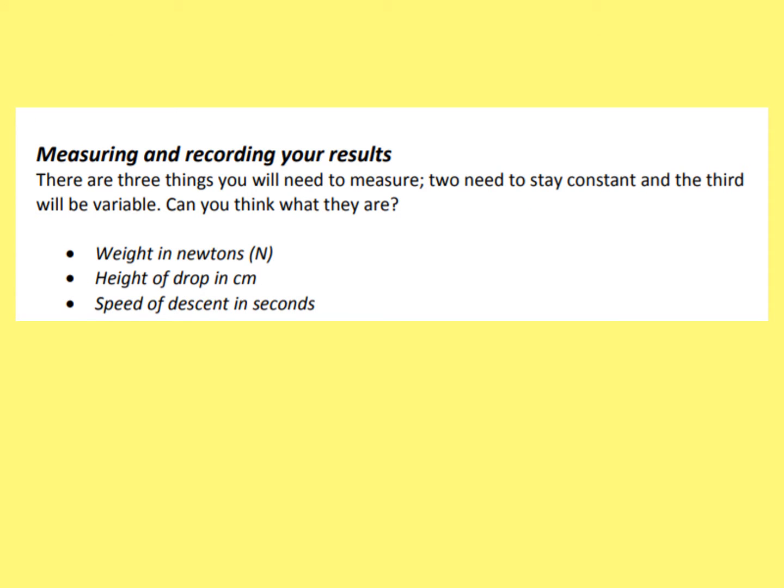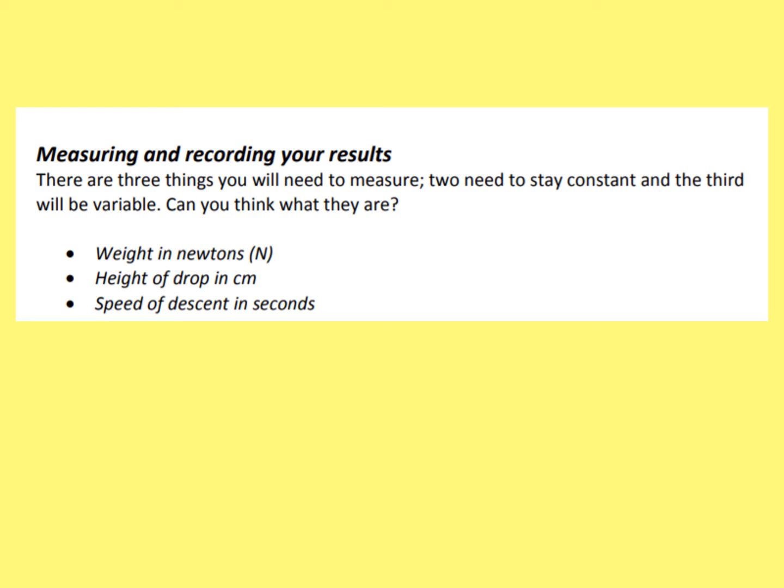Measuring and recording your results. There are 3 things that you'll need to measure. 2 you'll need to stay constant, and the 3rd will be the variable. So the variable is something that you change. So we've got the constant variables, they stay the same, and your variables that change. Can you think what they are?